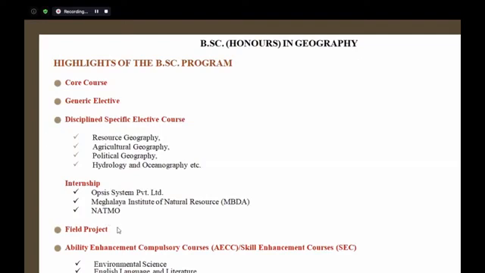And we have a mandatory field project. One big field project is there. Besides that, we arrange some small local field trips as well. And we have some ability enhancement courses like English and environmental science. These are called ability enhancement courses. Students can go for another foreign language in our university if they are fluent in English.